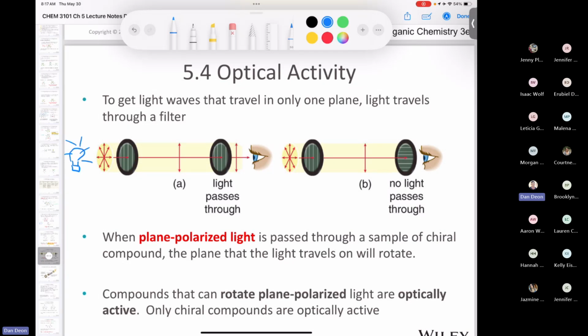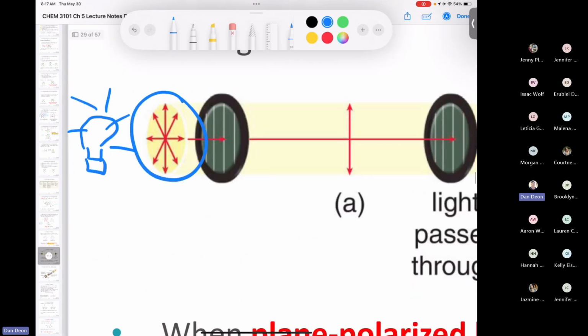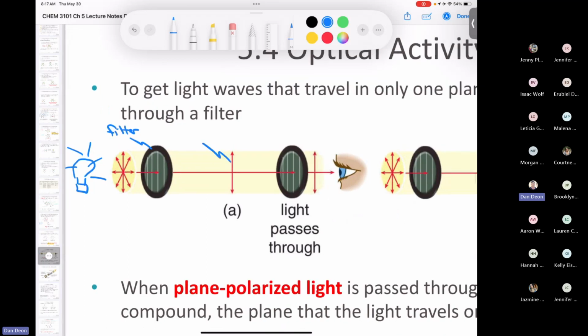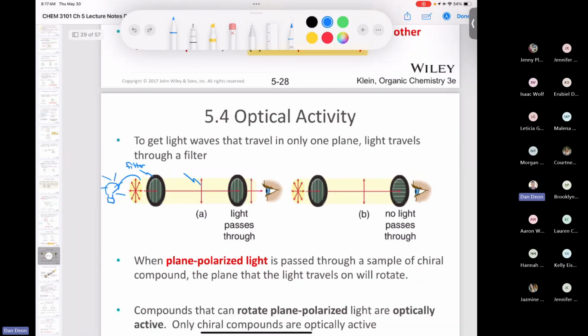But the idea behind a polarizing lens is that you have the light oscillating in all of these planes, an infinite number of planes. Then you pass it through the filter. This is a plane polarizing filter. And then you only get the light going in one direction, right? So this is just one plane of light. You see how you have all these arrows going in all these different directions. You shine it through the filter, and we get what's called plane polarized light, okay?